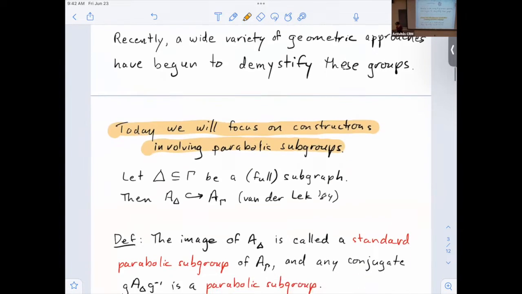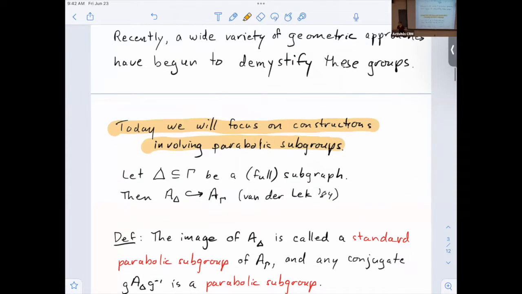So, yeah, my goal today. There's a ton of different work that's been done in this area using all kinds of different geometric constructions, showing that they have some nice geometry, whether it's systolic or CAT(0) or injective or whatever, and then using that to get some new information.